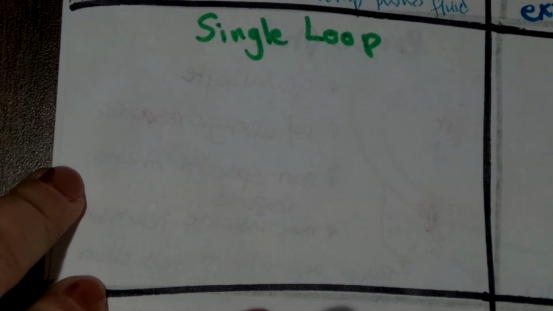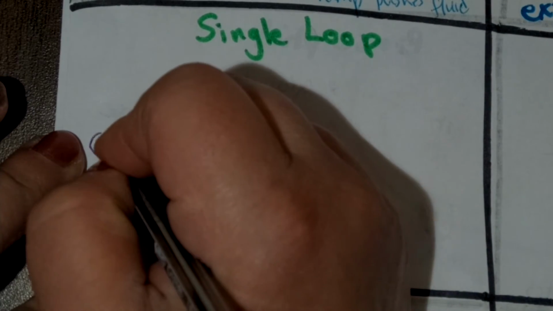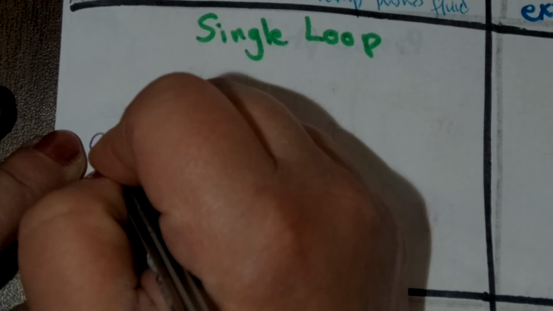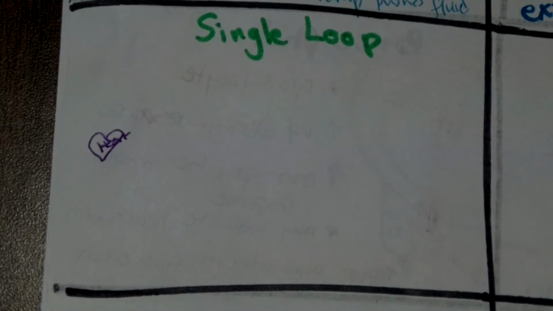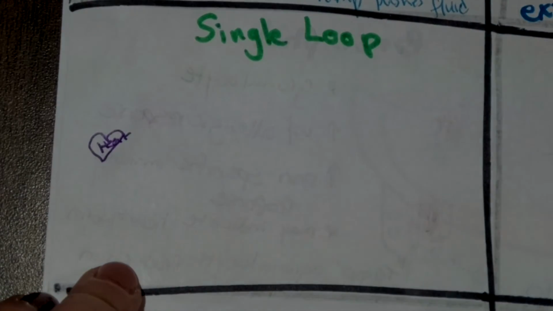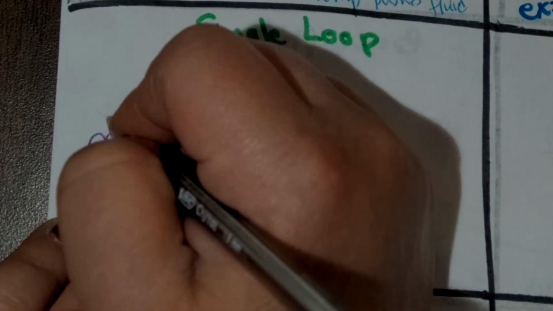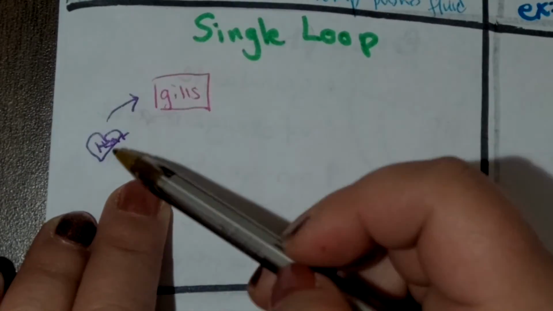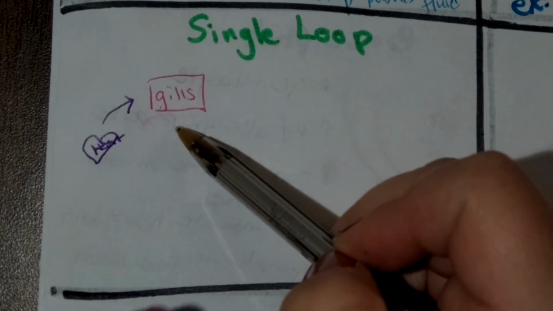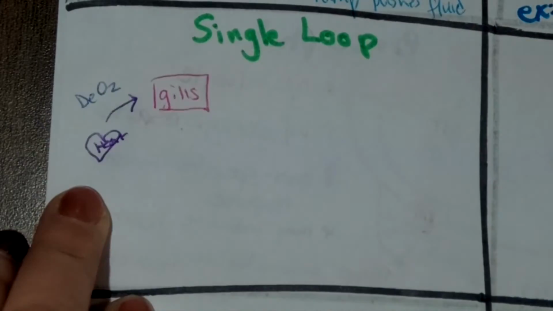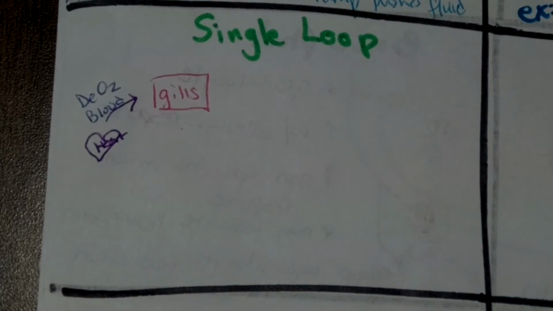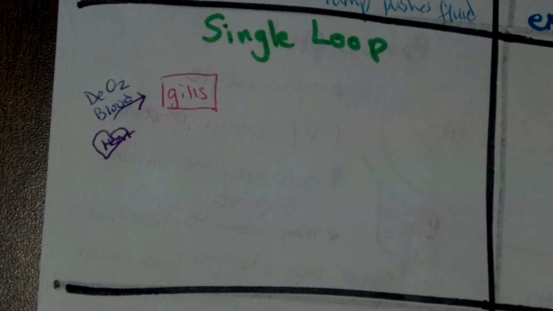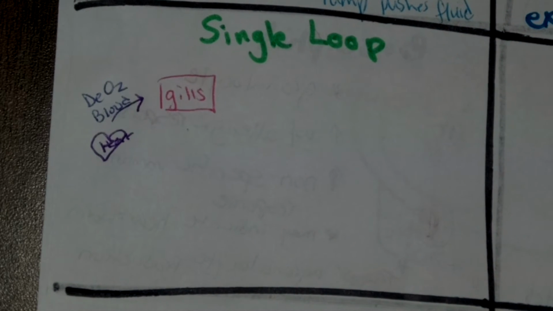Start with the drawing. Okay, so I've got my heart. The fluid is going to go from the heart to my gills. And the fluid from the heart to the gills, does it have oxygen on it or no? Deoxygenated. You can write deoxygenated, or you can write carbon dioxide rich. It's my deoxygenated blood.